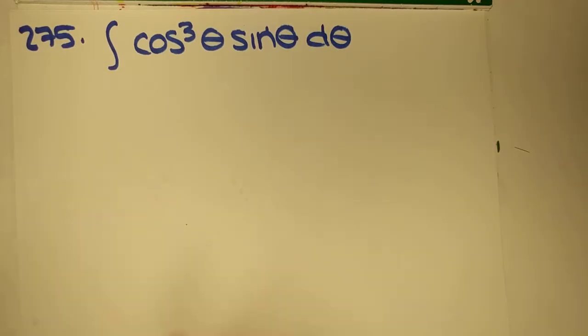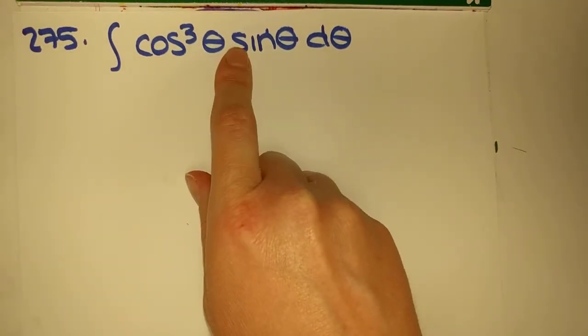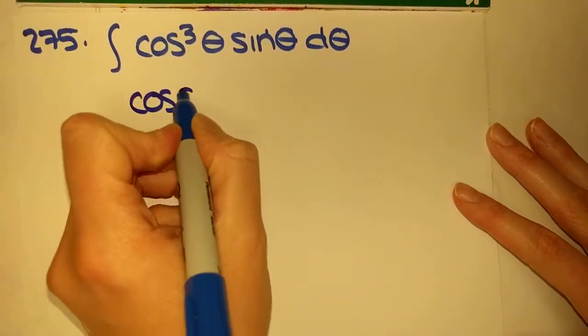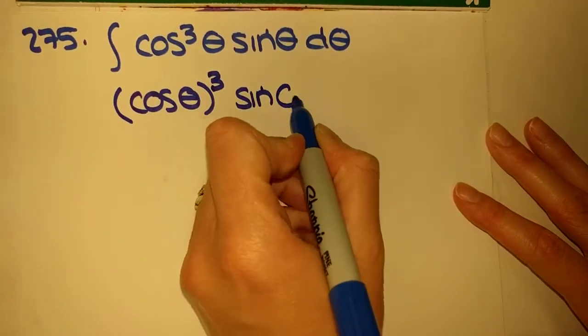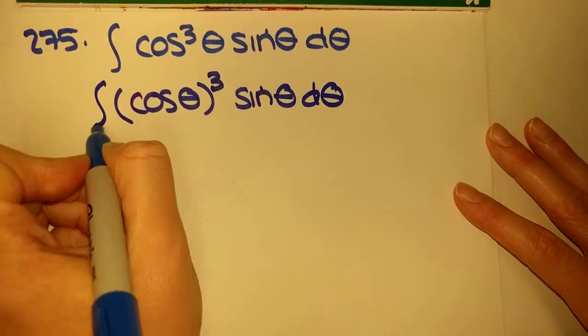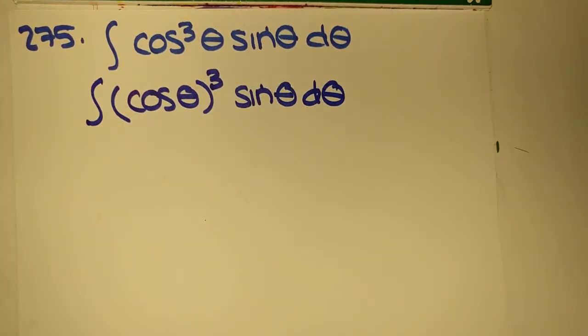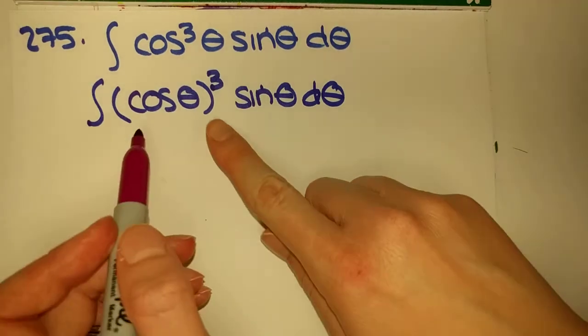I would rewrite this power that's in between cosine and theta for what it is, which is cosine theta raised to the third power. And then we have our sine theta d theta, and then our integral. Now, once you do that, that will provide some clarity for you for how to proceed.